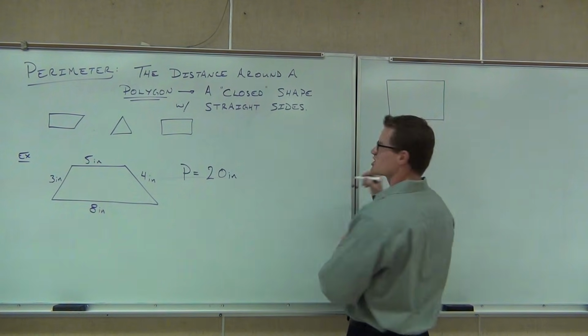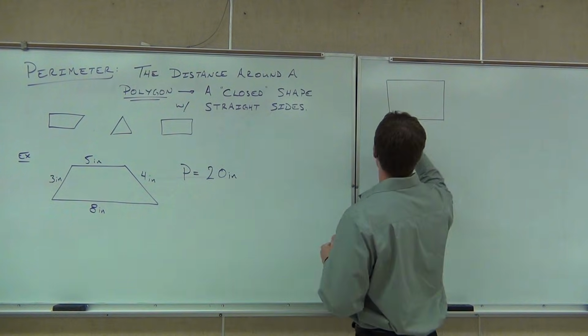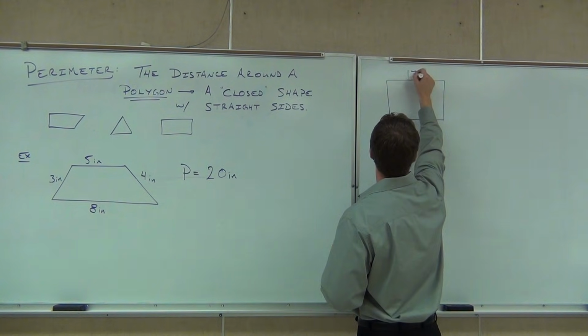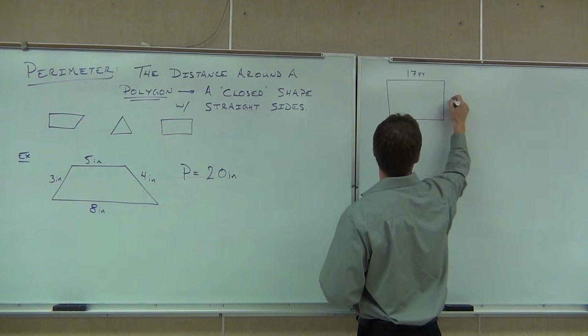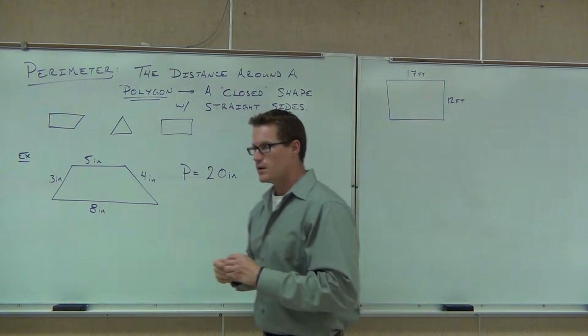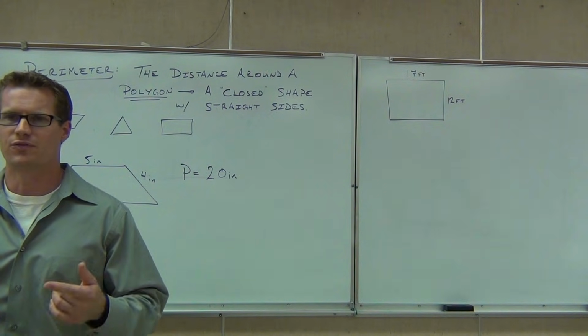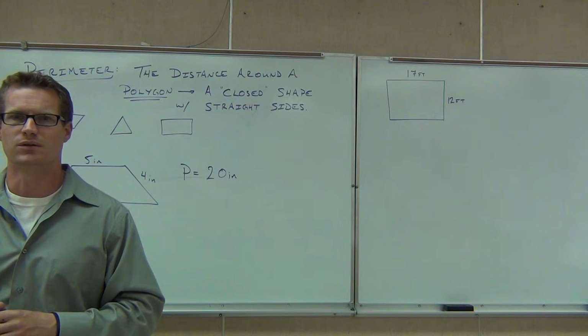Well, that's almost right. Let's just pretend that's rectangular, okay? Does that work for you? Let's say that I measure my room and it's 17 feet by 12 feet. Do I have to measure the other two sides in order to figure out the perimeter for this room, if that thing is a rectangle?